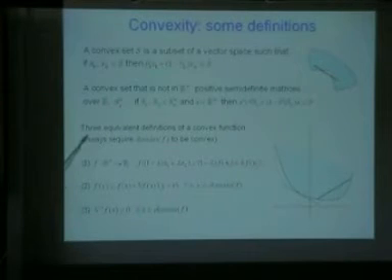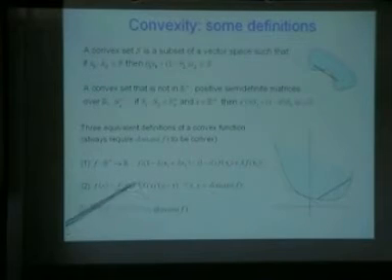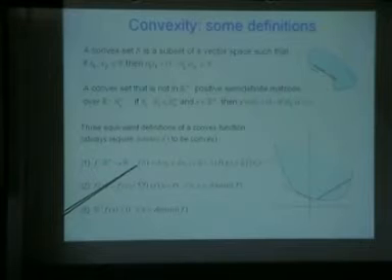So here are three equivalent definitions of a convex function. There are two ways in which convexity is used. It's used to define sets, and it's used to talk about functions. And for functions, there are two kinds of convexity: just convexity and strict convexity. Here are the three equivalent ways.